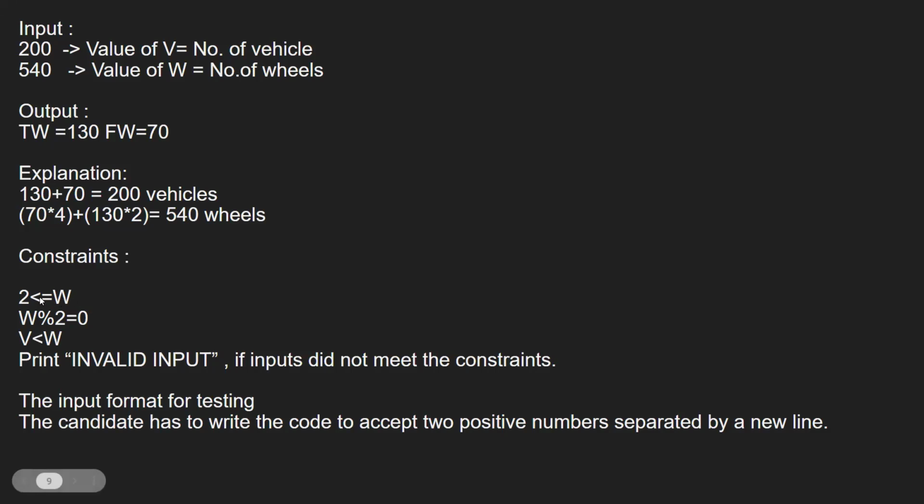Constraints we have, it is given to you. Wheels should always be greater than or equal to 2, and if the given data is not valid, then you need to print invalid. Sometimes it happens in some test scenarios that the given data is not correct. In that case you need to print invalid input. So you need to remember this. Okay, so let's get started with the coding section. We jump to the coding.